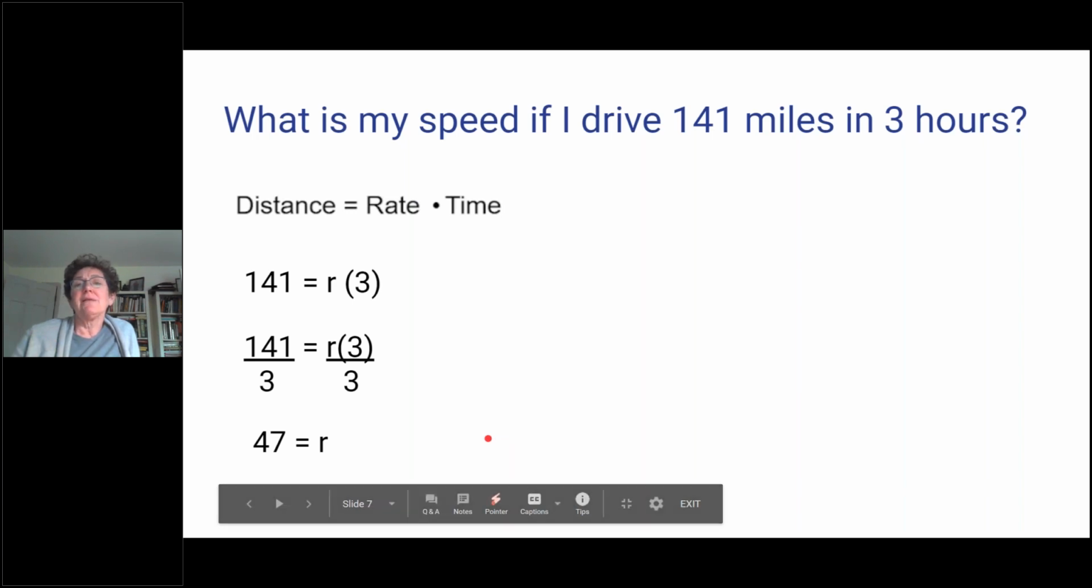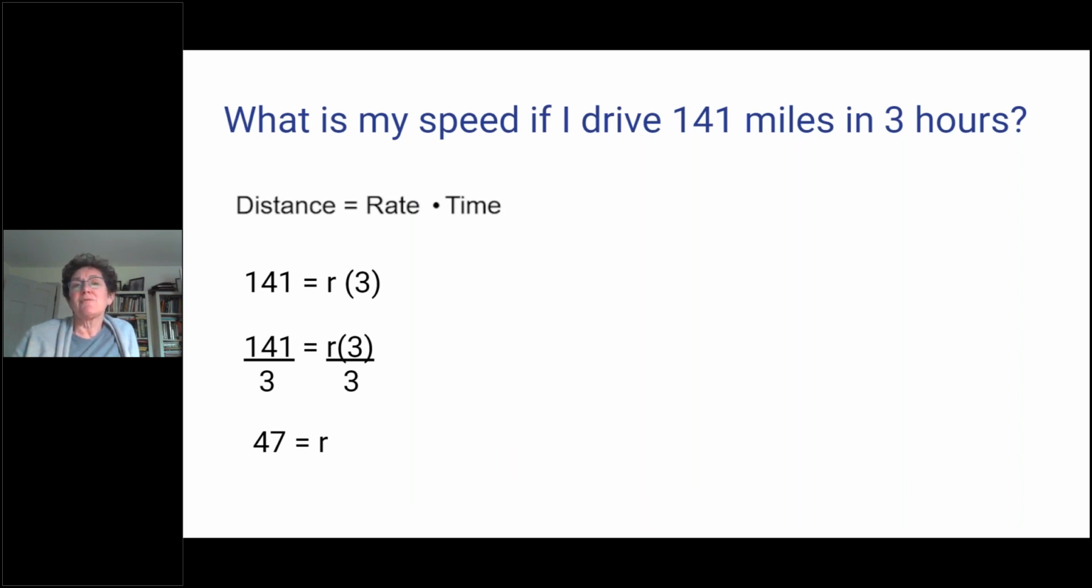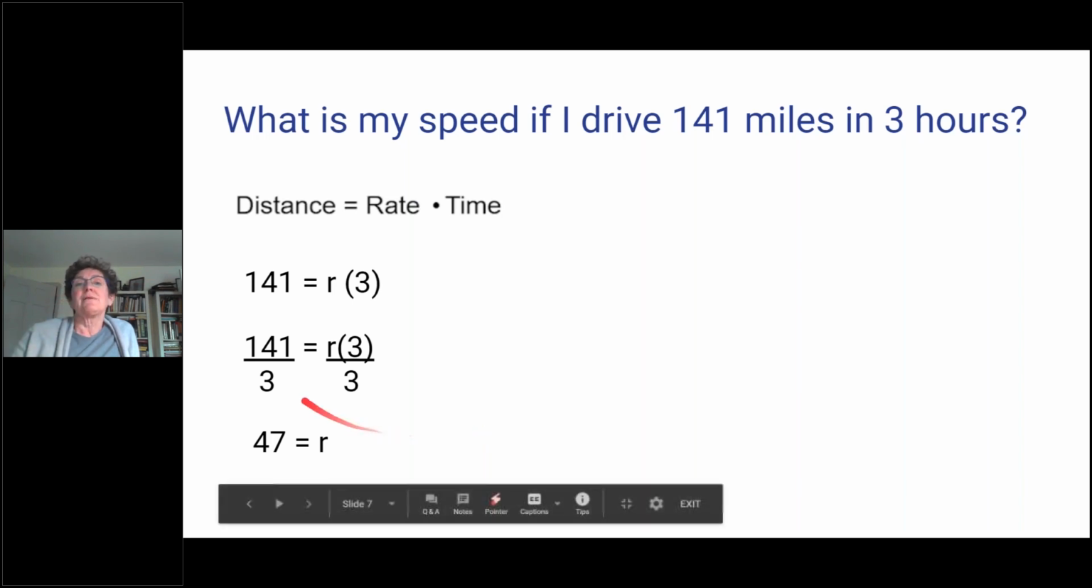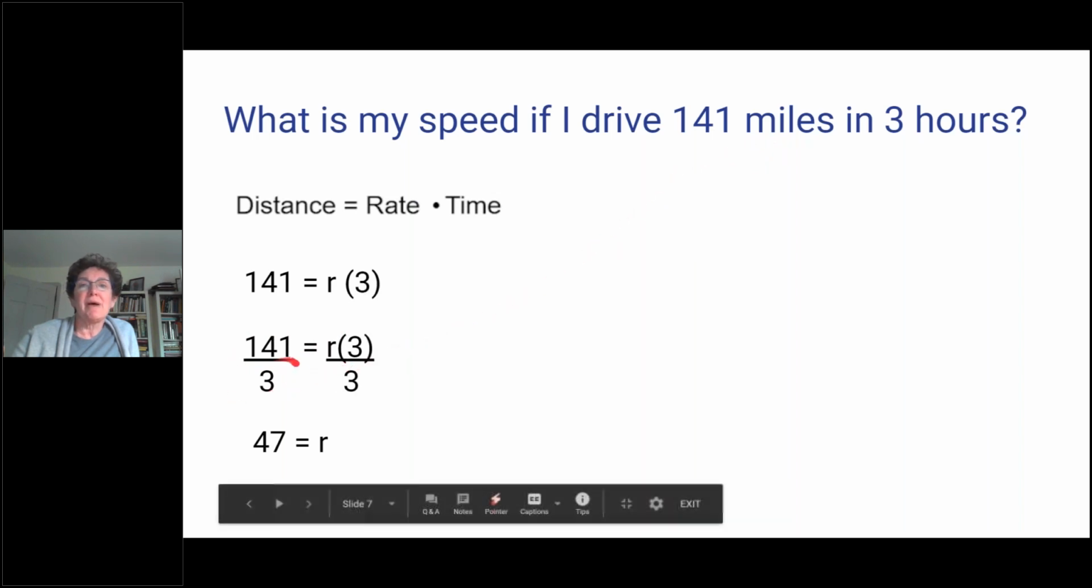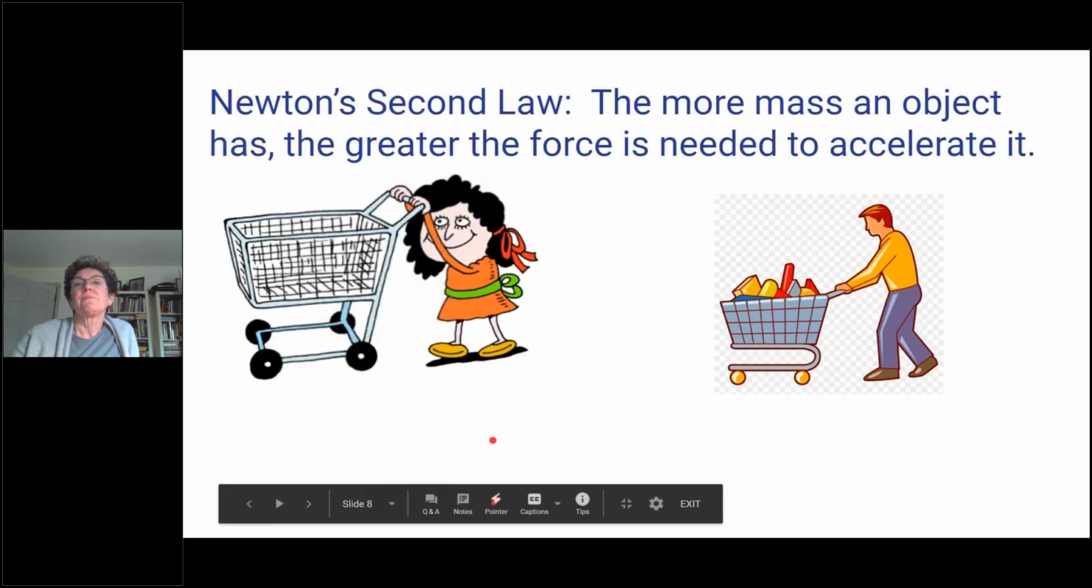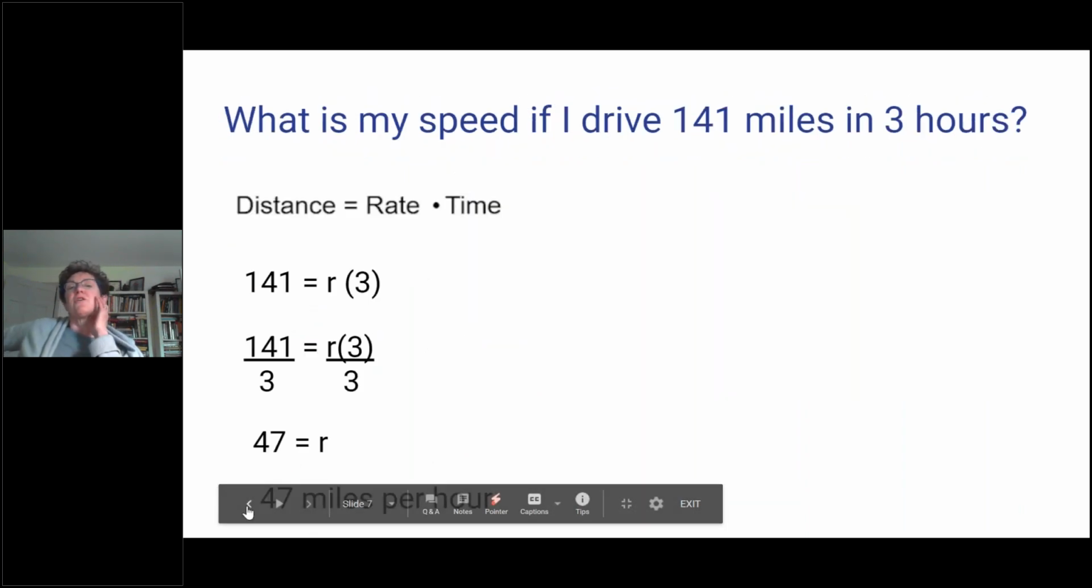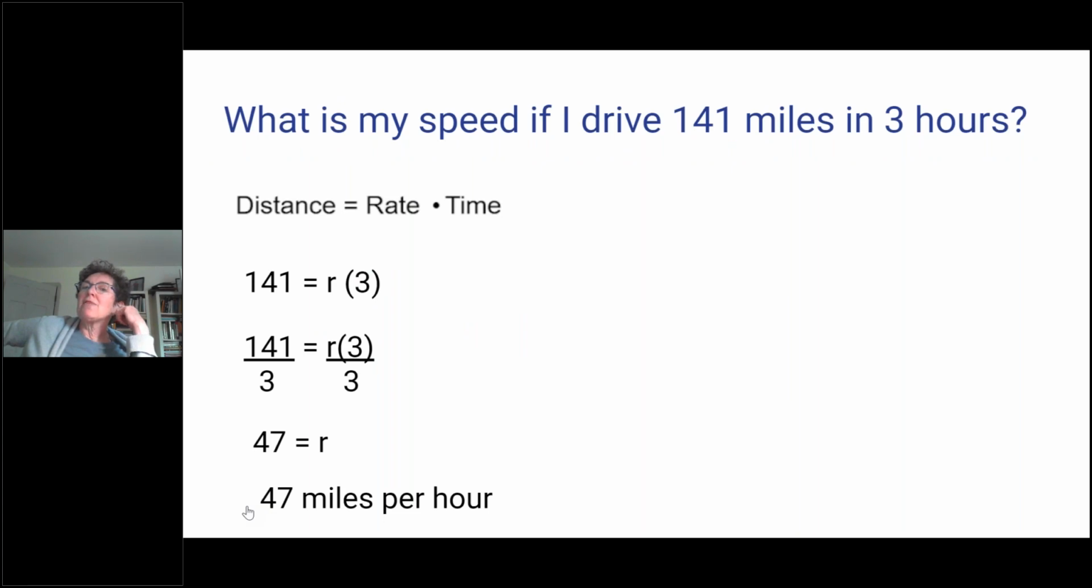So again, if I think of my units, what unit makes sense for a rate? Miles per hour. And look what I've divided here: 141 miles divided by hours. So my rate is 47 miles per hour. Okay, go back one more time. So there's the 47 miles per hour as the answer.